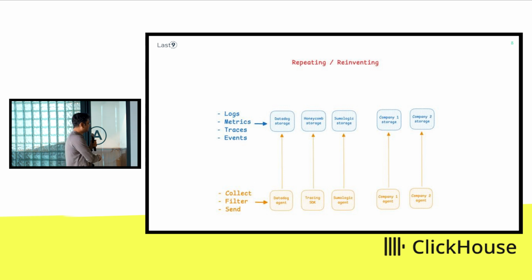Yeah, so like I said, each one of these, their agent is going to collect, filter, and send, and then their storage is going to basically have these 4 types of data types in terms of telemetry: logs, metrics, traces, and events. Or typically, it's called the MELT stack. All of them end up repeating or reinventing the wheel because they have to.